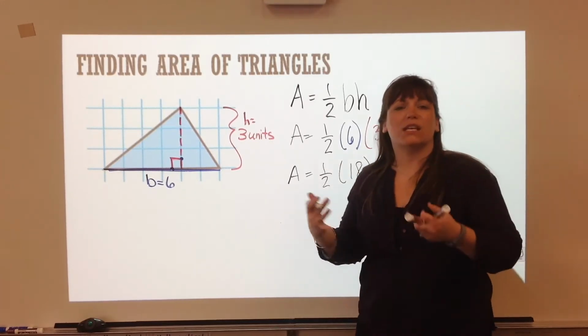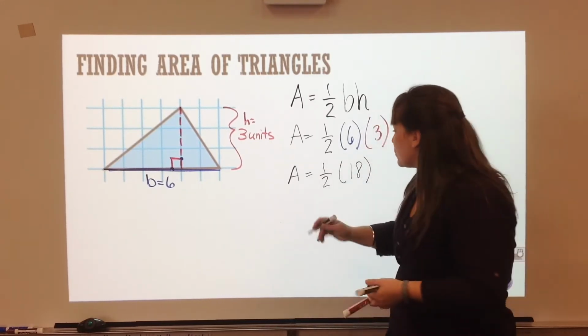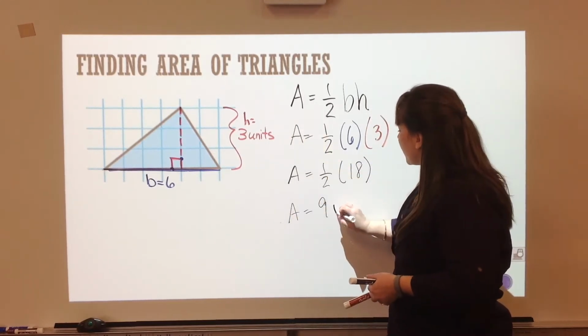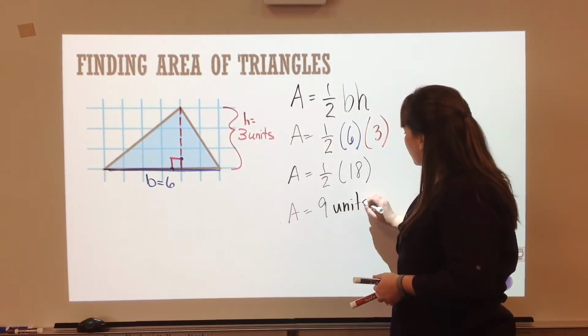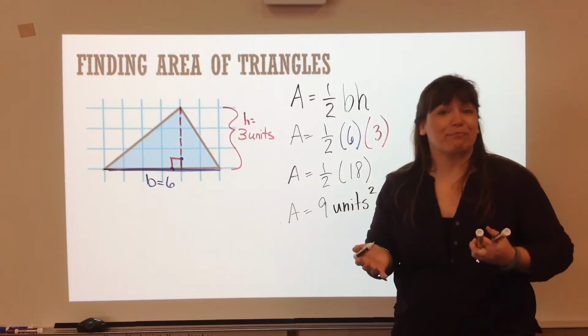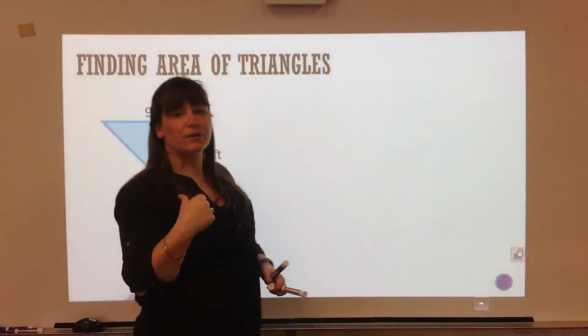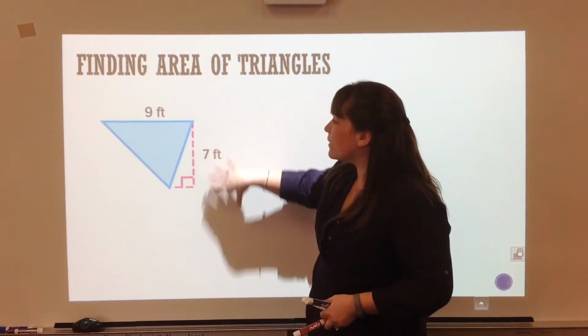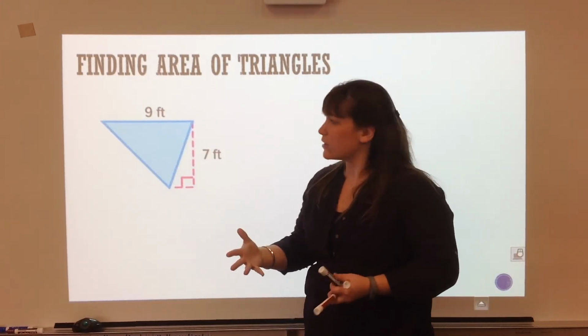Half of 18 is like taking 18 and dividing it by 2. So area equals 9. Because this is area and we're dealing with units, I'm going to say units squared. And we've found our first area. Here's the second one, which is actually going to be dealing with feet. So we have units and it's not in a grid form.